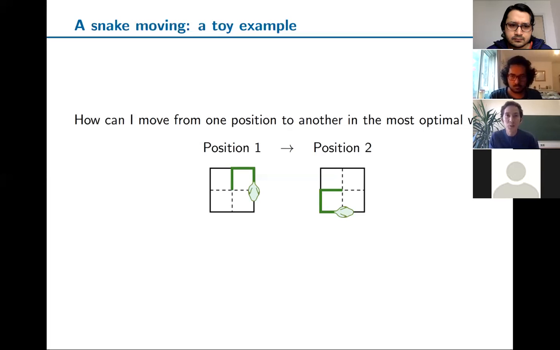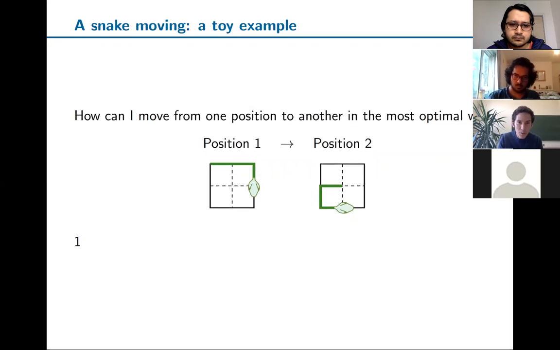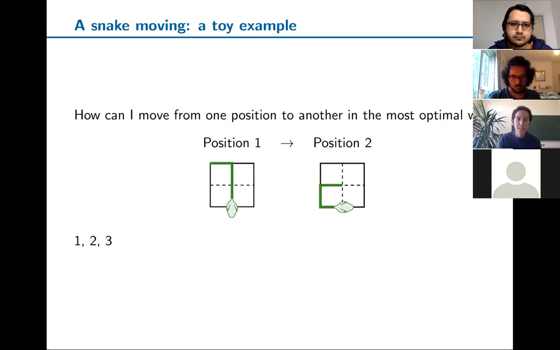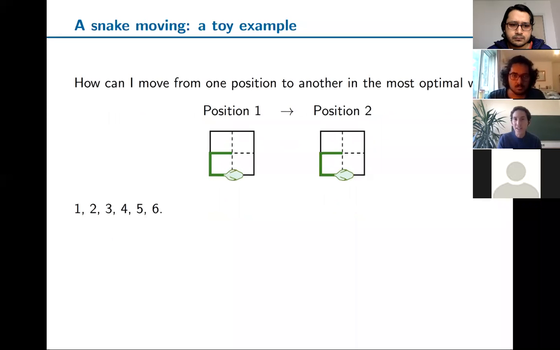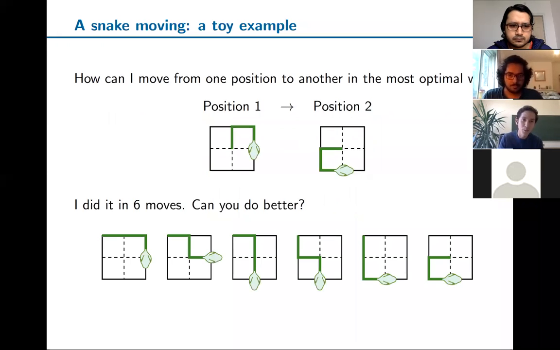And let me start with a toy example. So let me start with this frog in position 1. And the question is, how can I reach position 2 in the most optimal way? Okay. So at the beginning, your snake is a little bit kind of stuck. So you can start by moving the tail. And then you start moving a little bit the body of the snake. Then you move the head. Then you move the body again. You move the body again. You move the tail, and then you reach position 2. So in total, I did it in 6 moves.